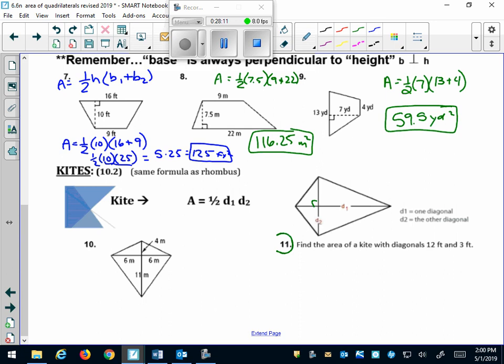Let's do number 11 first. They literally tell you the two diagonals. It couldn't get any easier. 1/2 12 times 3. So half of 12 times 3 is 18 square feet.